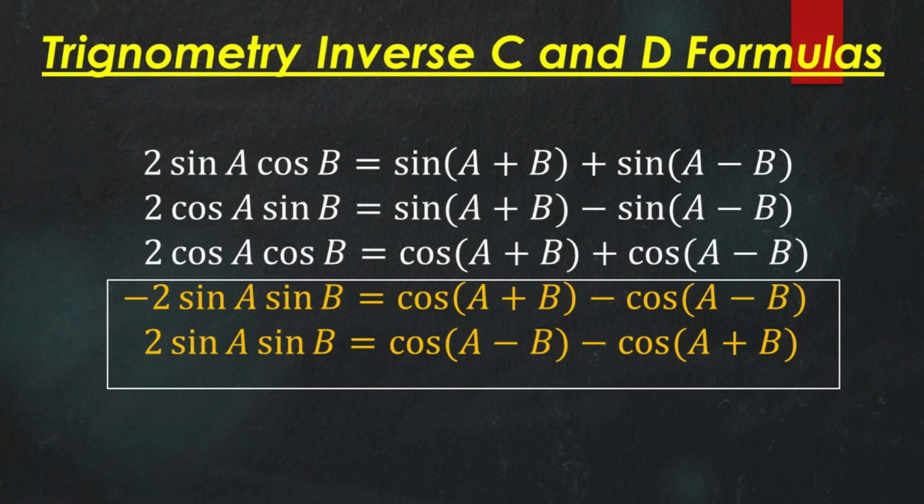And the last one, 2 sin A sin B. It has two forms. The first one is cos(A plus B) minus cos(A minus B). The other one is cos(A minus B) minus cos(A plus B). Actually the second one is obtained by dividing both sides by minus 1. That is why it changes.